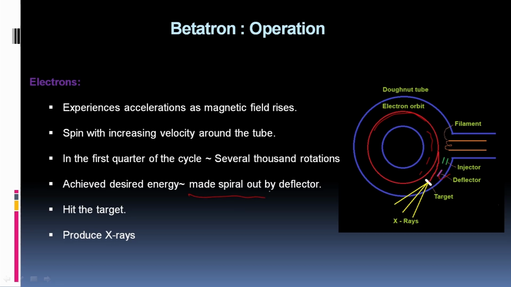They make a spiral out from this rotational path. If we want to use the electron only, it will come through, and if we want to produce an X-ray beam, we need to hit this high energy electron into this target, so we can get the X-ray radiation.